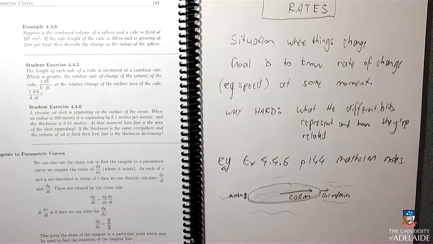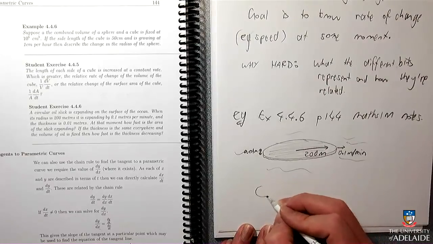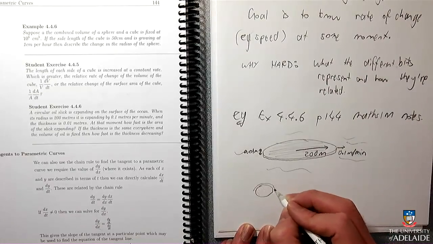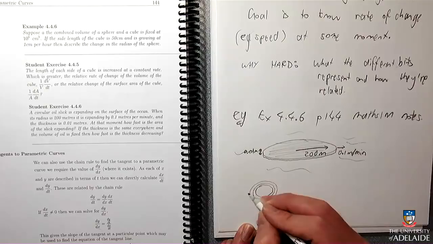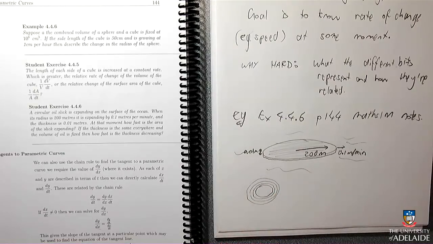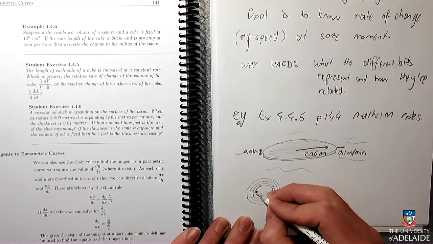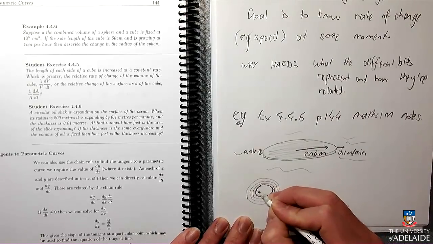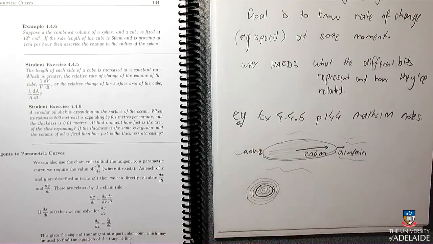Okay, so just thinking from above, we've got a circle and it's getting bigger and bigger and bigger, right? Okay, cool. Just thinking about what's changing and what's staying the same. This is the 200 metres here, and it came from a little bit less than that and it's going to a little bit more than that. Okay, cool, good.